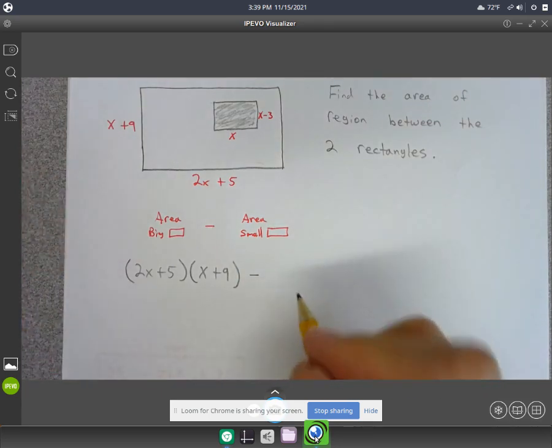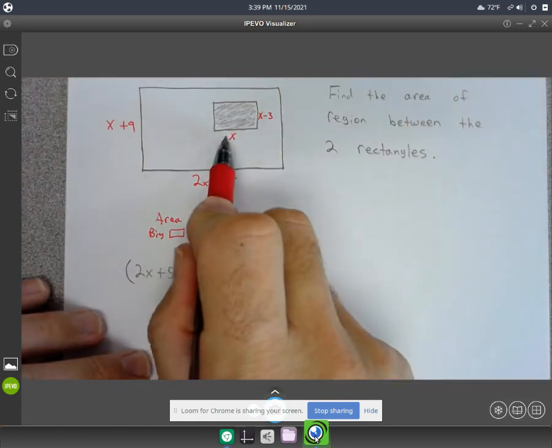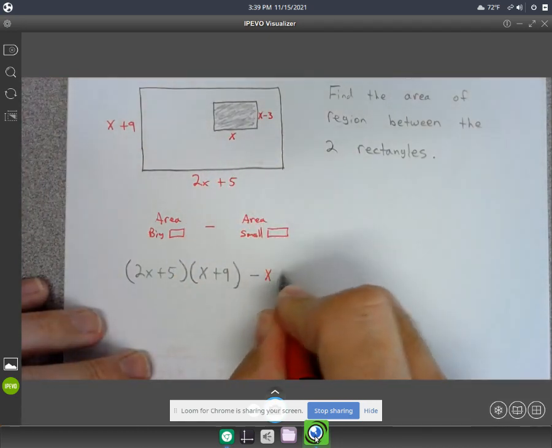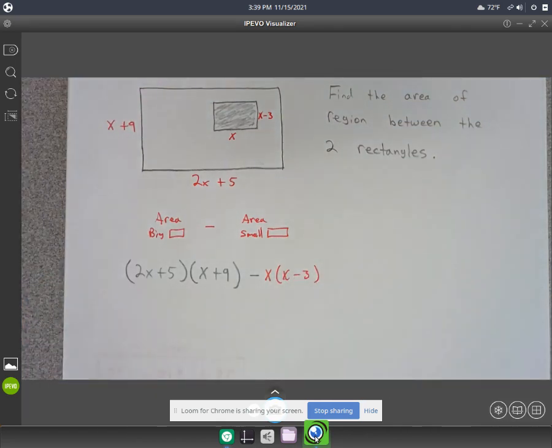And then I need to subtract off the small rectangle. The length is x, the width is x minus 3. So x and x minus 3, just like that. All right, this is going to represent the area of the space in between the two rectangles.